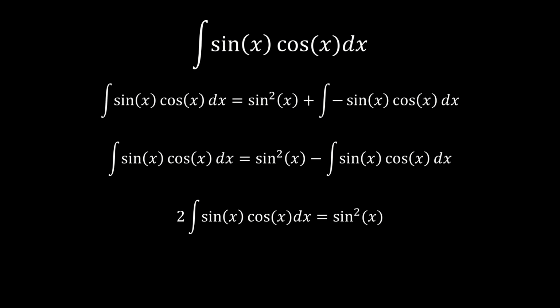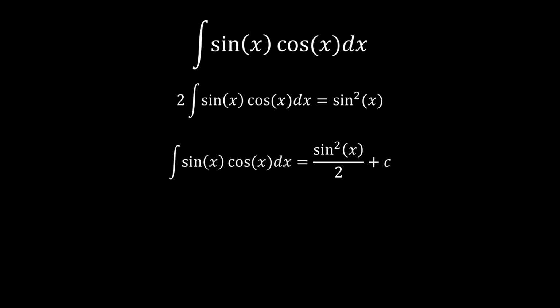We can take that partial integral and add it to the other side, so that now we have, let's see, 2 times the integral of sine x cosine x dx equaling sine x squared, which, if we just divide by 2, we get the integral of sine x times cosine of x dx equaling sine squared x over 2 plus c.